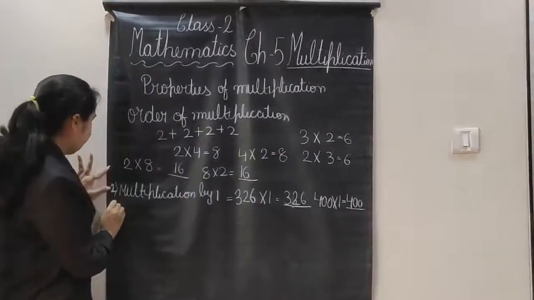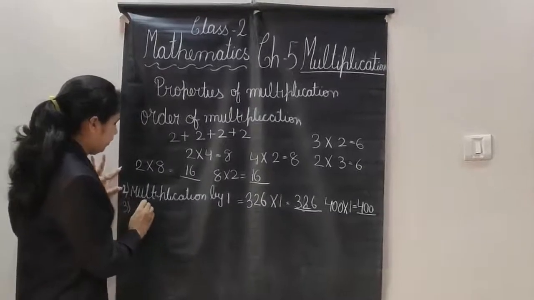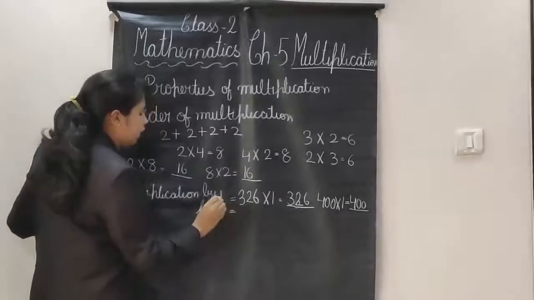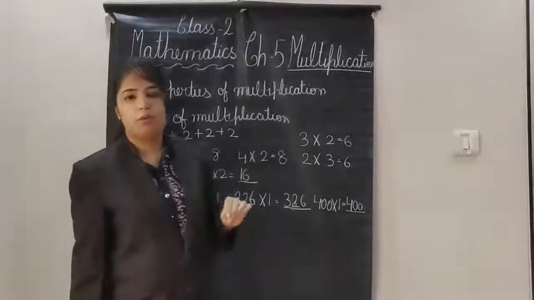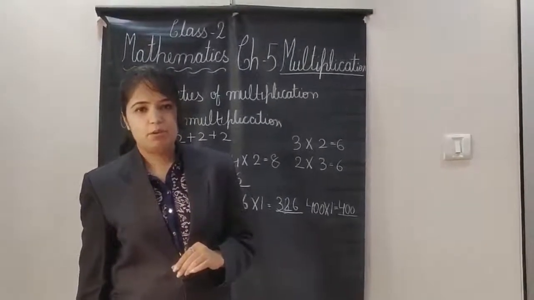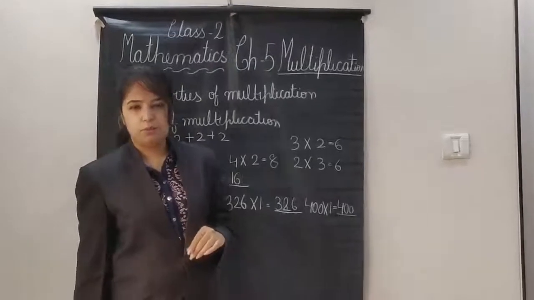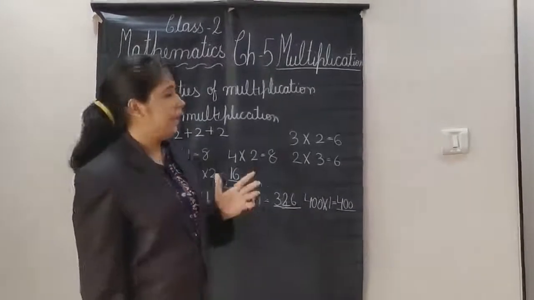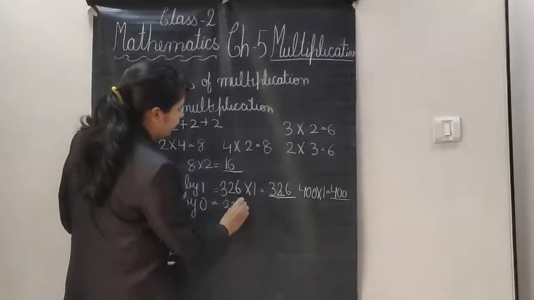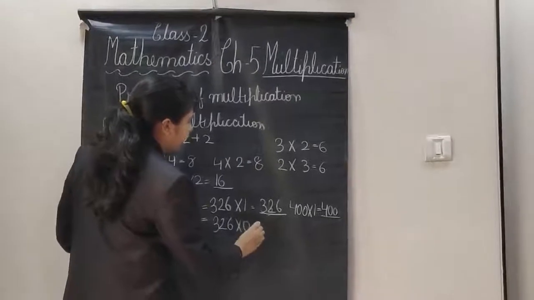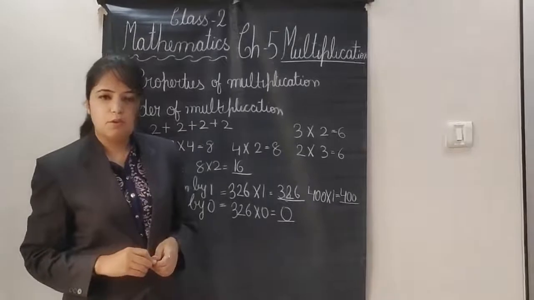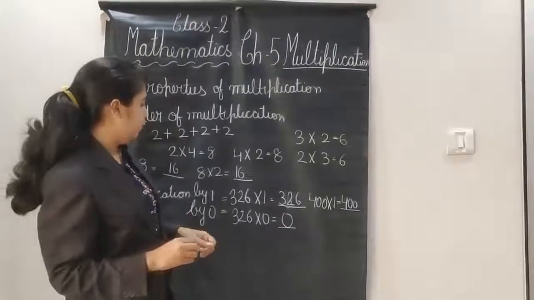Now property number three, which is multiplication by 0. Whenever we are multiplying by 0, the answer will always be 0. You have started learning tables from 0, right? 0 ones are 0, 0 twos are 0, 0 threes are 0. In the same way, again I am taking the same number, 326 into 0, the answer will be 0. Any number multiplied by 0, the answer will be 0.